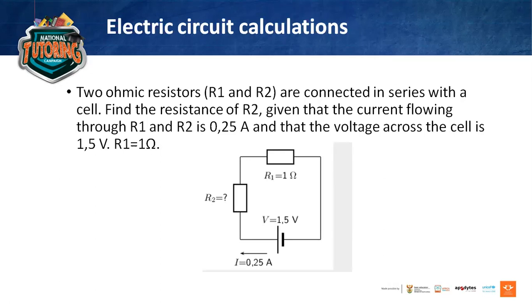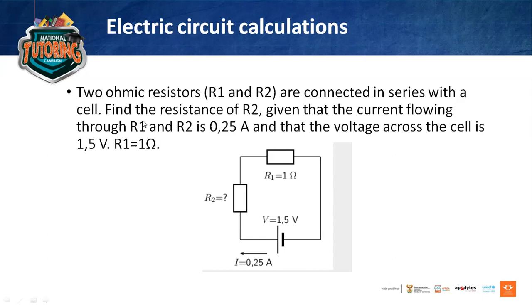So here's another one. It says two ohmic resistors R1 and R2 are connected in series with the cell. Find the resistance of R2. So what are we looking for? Given the current flowing through R1 and R2 is 0.25 amps, and that the voltage across the cell is 1.5, and R1 in this case is 1 ohm. So what do we do first? Whenever they give you a question and there's no diagram drawn, it's always a good idea to try and draw it so that you can visualize the problem you're working on, and it will be easier for you to see what is not given.